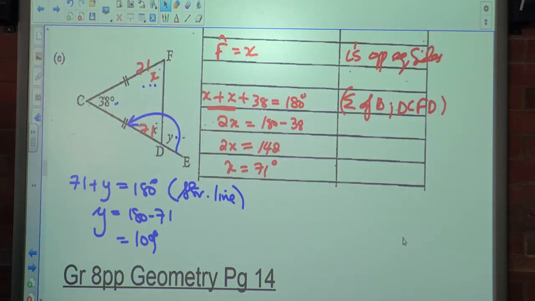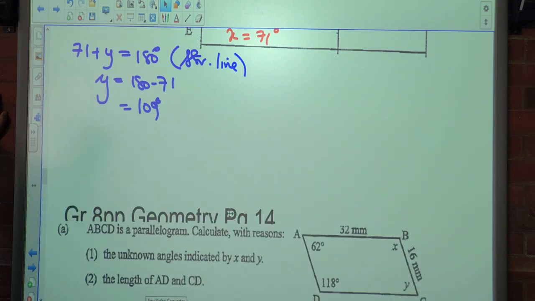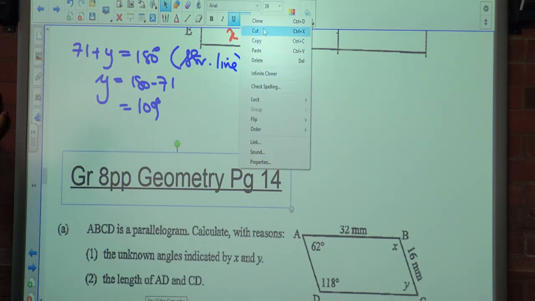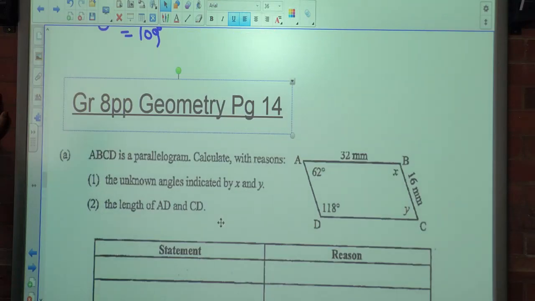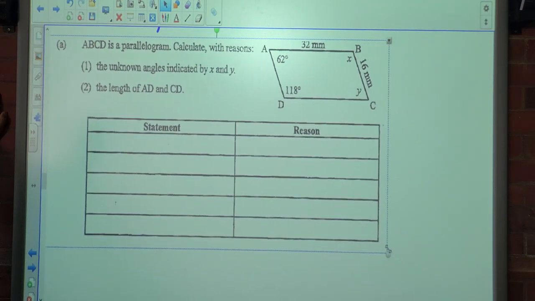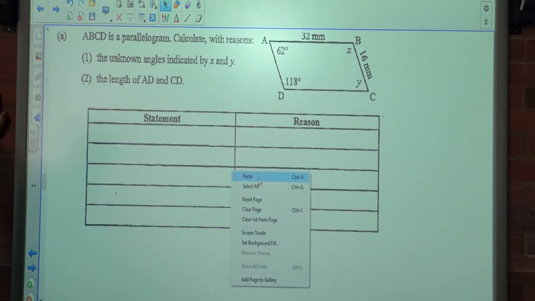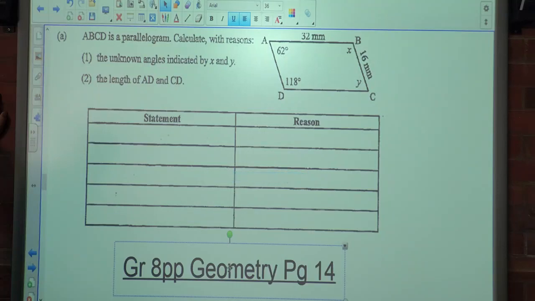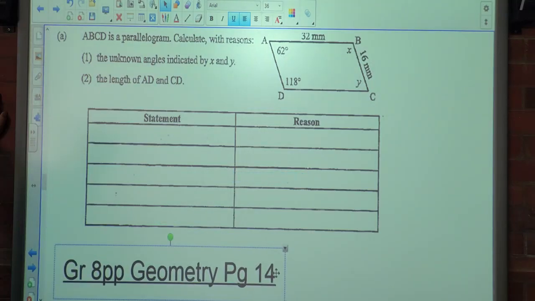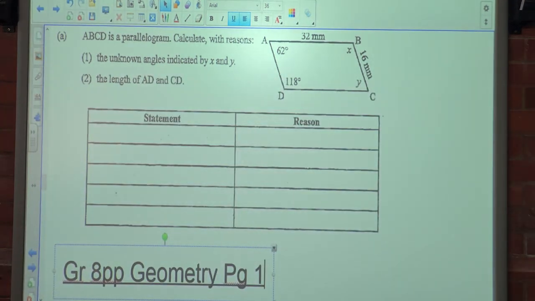Okay. How's it going so far? Easy? Yes, okay. It's something you must just practice, man. It's not that difficult. It's worth a lot of marks, people. Okay. We're on page 17.